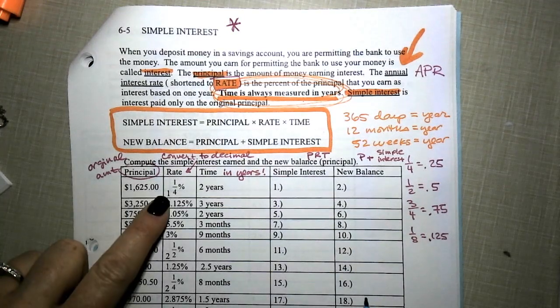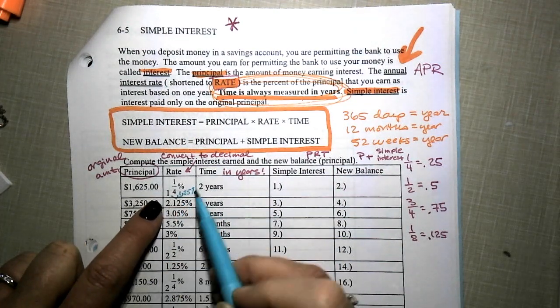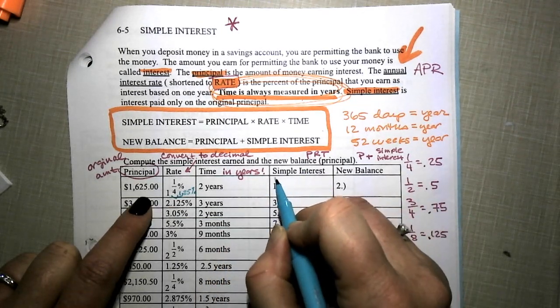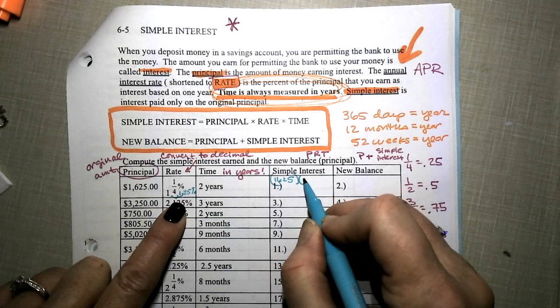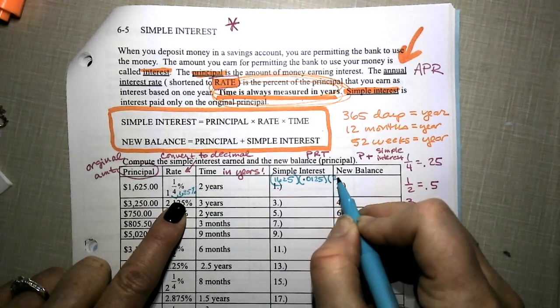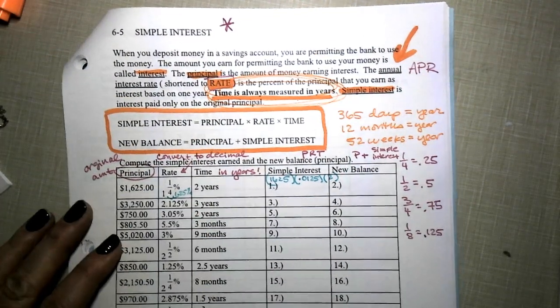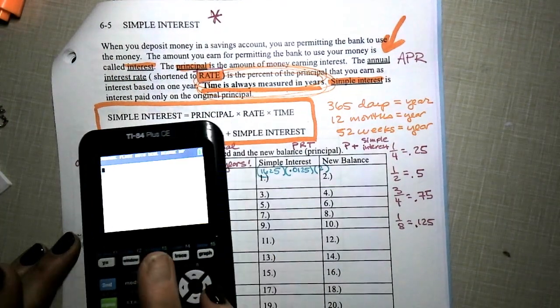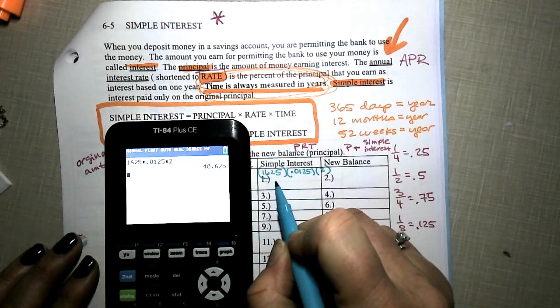So let's do the first one. So this is going to be 1.25%, which means you're going to go boom, boom, 2 places to the left. So I'm going to do 2 years. So I'm going to do 1625 times 0.0125 times 2. If I were making this, I'd make this bigger for sure. I'd just scroll this over. So 1625 times 0.0125 times 2 years is $40.63.